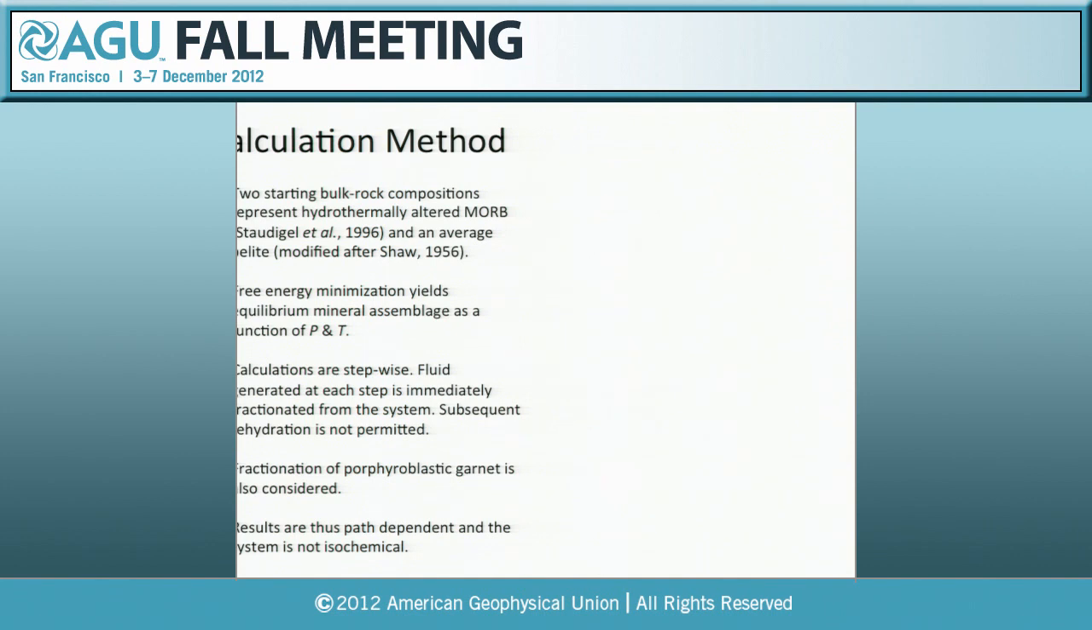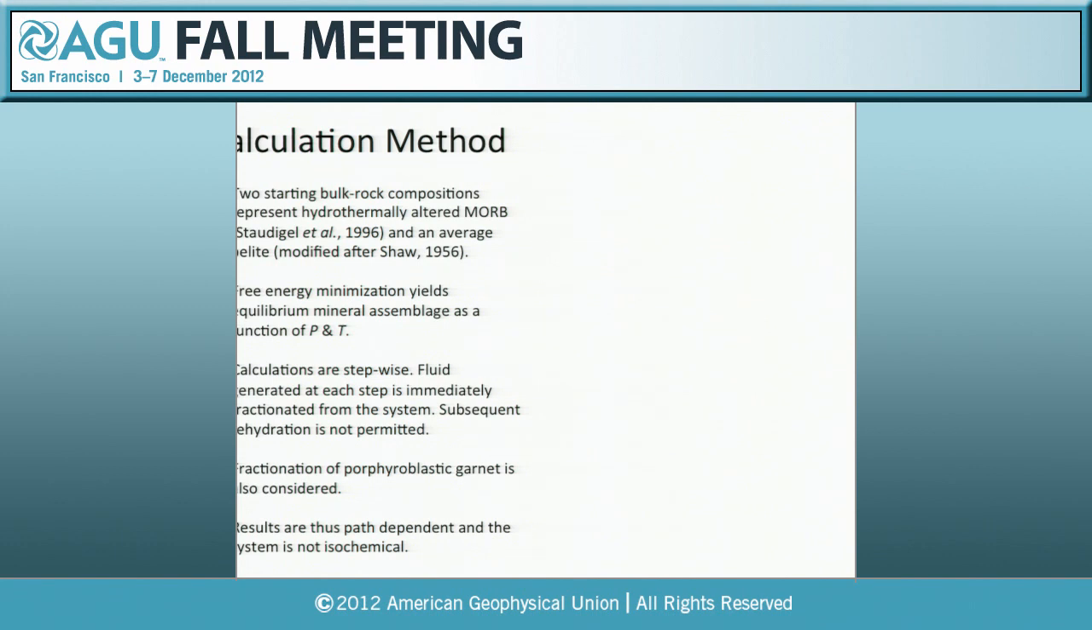Importantly, these calculations are stepwise along a PT prograde history. And at each step, I'm going to take out any fluid that was previously made, and I'm going to extract that from the rock. I'm not going to subsequently rehydrate the rock. I'm not going to consider infiltration of fluids back into the rock. I'm just going to progressively fractionate away fluid. I'm also going to fractionate away garnet.